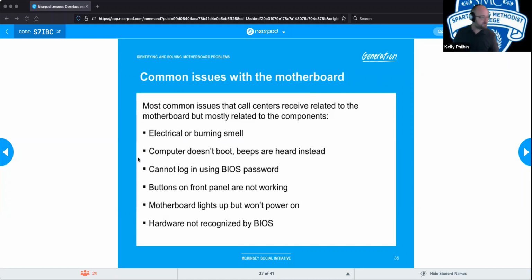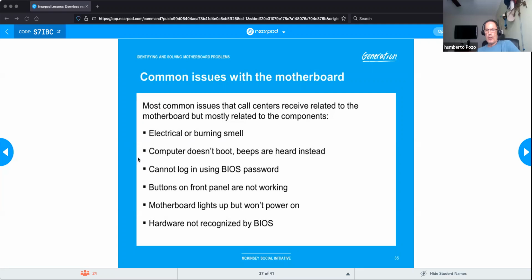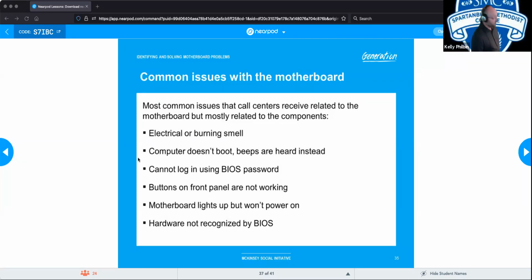Buttons on the front panel are not working. Like I go to it, I install the motherboard, close up the case, push the button on the front, nothing happens. What do we think we do then? Check the connectors. Which ones? The one from the front panel. Very good. Front panel connectors, go in, make sure they are one connected, two in the right spot.